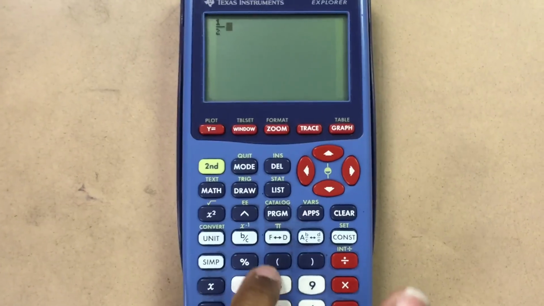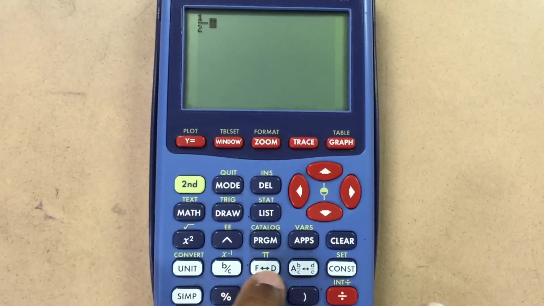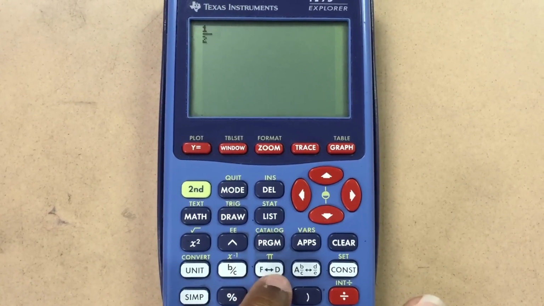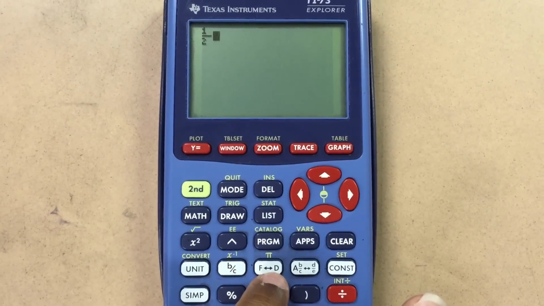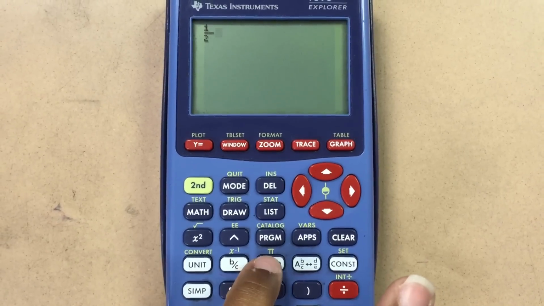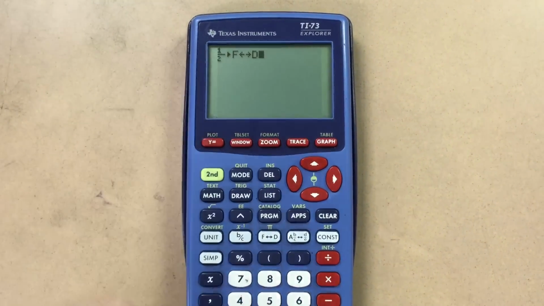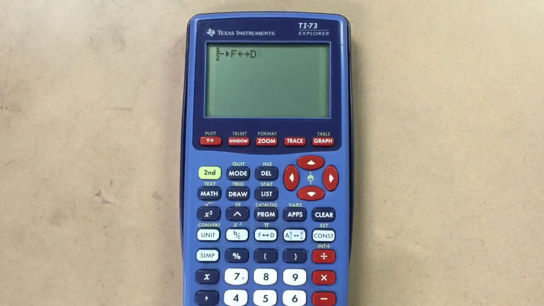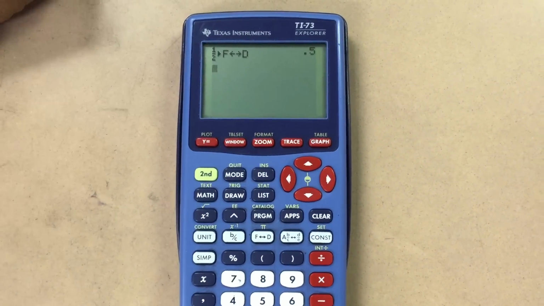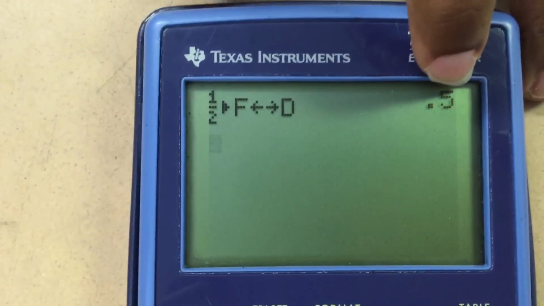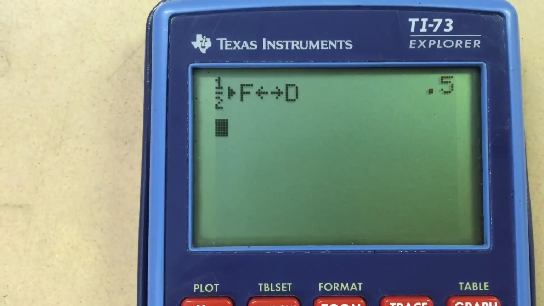Then above the number 8, do you see this button that has an F and a D and some arrows? Well, if you think about it, it makes sense. It's fraction to decimal or decimal to fraction. If I hit that button, the calculator is going to change it into the other form. Because it's already a fraction, the calculator knows that the next thing to do is change it to a decimal. And if you look here, it has already changed it to a decimal for me.